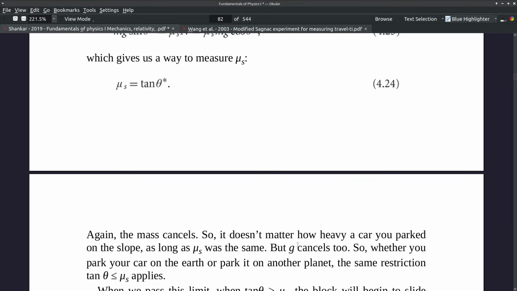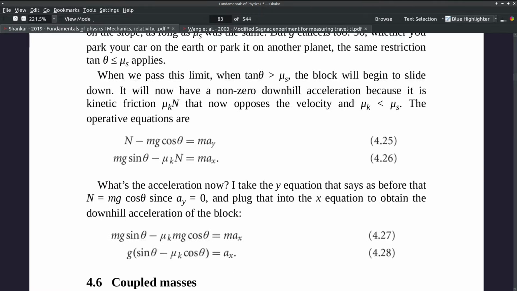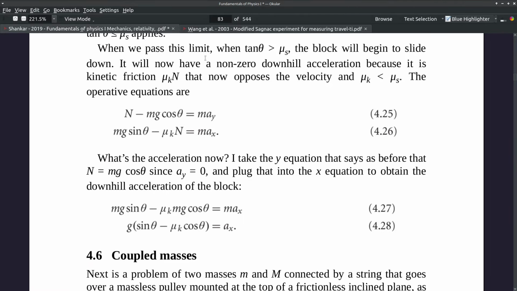So it doesn't matter how heavy a car you parked on the slope, as long as mu S was the same. But g cancels too. So whether you park your car on the Earth or on another planet, the same restriction, tan theta is less than or equal to mu S, applies. When we pass this limit, the tangent of theta is greater than mu S, and the block will begin to slide down.